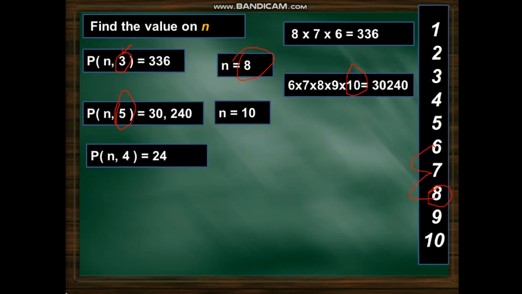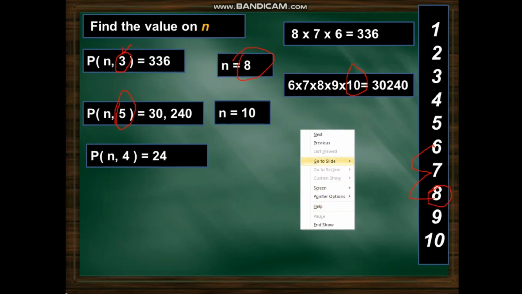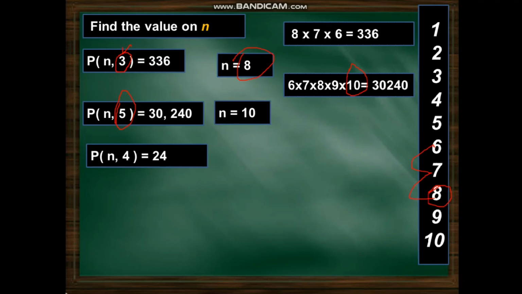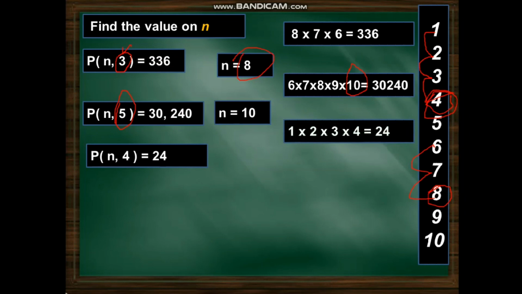So, ilang beses daw po tayo magmo-multiply? We have 4 times. 4 na beses po natin gagawin yon. Magmo-multiply tayo dito sa part na to na kung saan ang kalalabasan is 24. 1 times 2 is 2. 2 times 3 is 6. And 6 times 4, that is equals to 24. Ibig sabihin nun, ang kanyang n is equivalent to 4. Bakit po? We have the highest number is 4. Maliwanag. Nakuha.